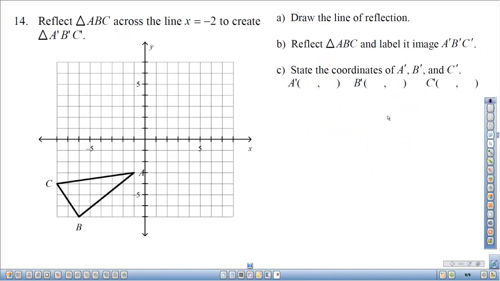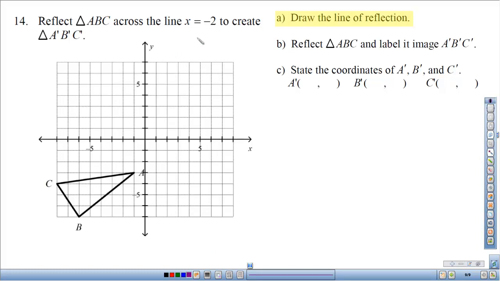All right, number 14 gives us a pre-image triangle, triangle ABC, and they ask us to reflect triangle ABC across the line x equals -2 to create its image, triangle A prime, B prime, C prime. And let's see, job number 1 is to draw the line of reflection. Now this is the most important part of a reflection. You basically get that line in the right spot, you're good. So the line x equals -2.